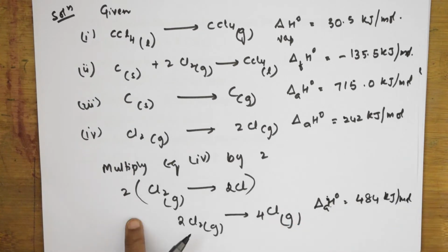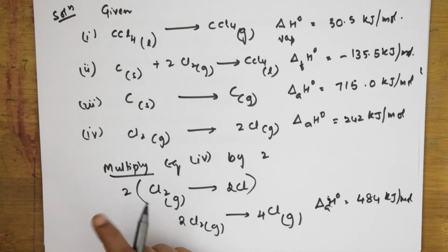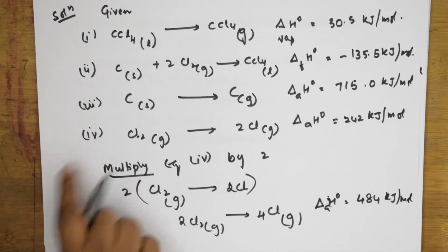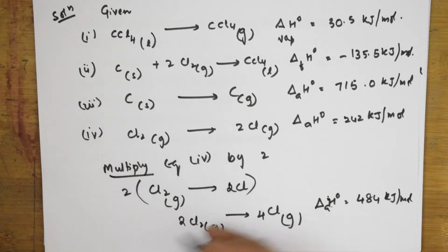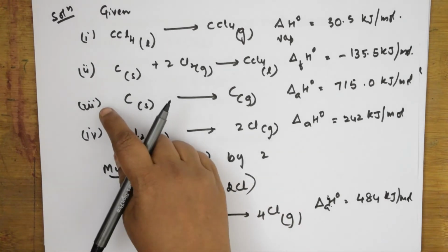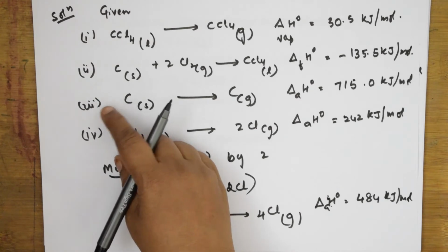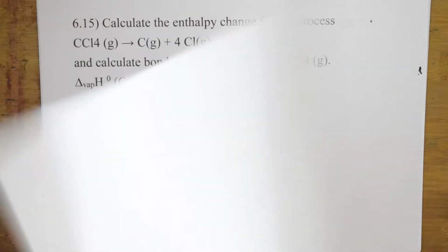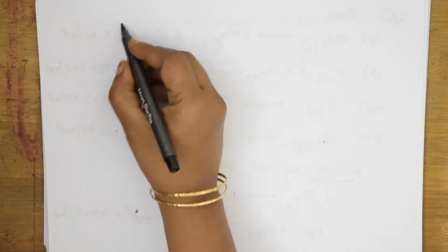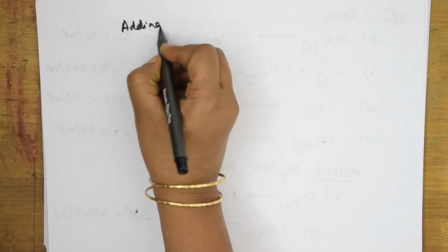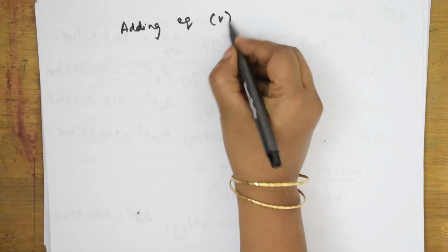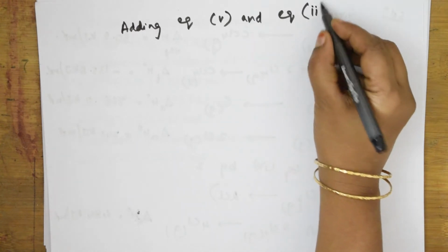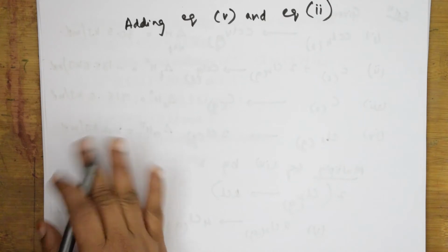Now what am I going to do? This multiplication is over. Now I am going to add equation 3 and equation 5. Let us name this as equation 5. So let's write that step: adding equation 5 and equation 3. What do I get when I add both?